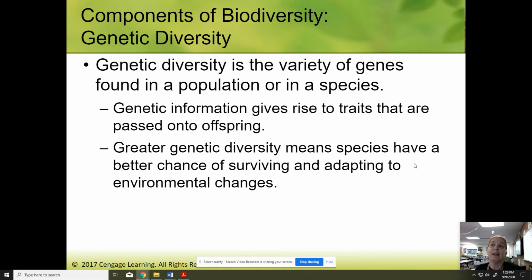Genetic diversity is the variety of genes found in a population or species. So just look around your classroom and you can see a whole lot of different variety in genes. Remembering from freshman year, genetic information gives rise to traits that are passed on to offspring. So you are who you are because of your genes, and you will pass those genes on to your offspring. More genetic diversity means that the species as a whole has a better chance of surviving and adapting to environmental changes. If everyone is a little bit different, somebody is going to survive, depending on whatever it is. If everybody is the same, one thing can wipe everybody out. So once again, more diversity, better for survival.